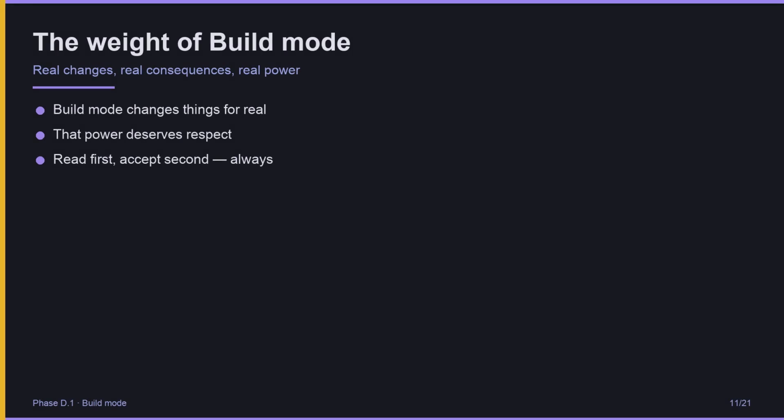Build mode carries a weight that plan mode does not. When you accept in build mode, real things change on your computer. Files are created, lines are added, things are saved. That is real power, the power to create and to change. And power like that deserves respect. That is exactly why you read first and accept second, every single time.